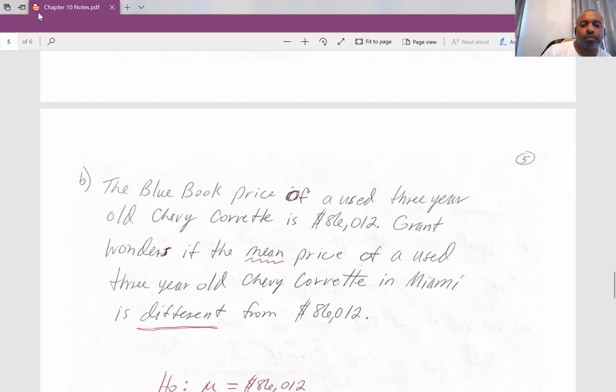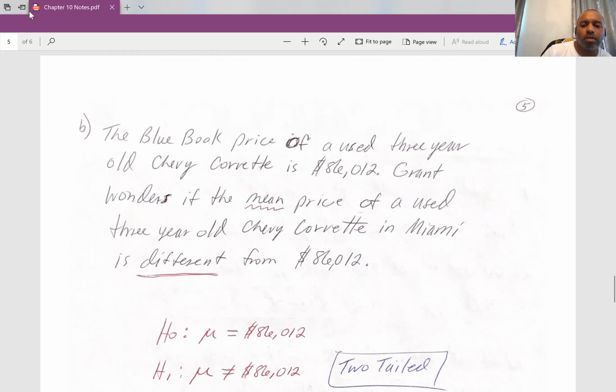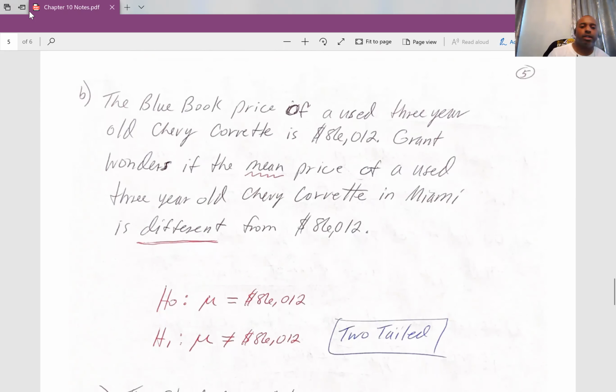All right, so setting this up once again, H naught and H1. This time the symbol I'm going to use is the mean, because this is about the mean price. Once again, this is equal, and we're using the number 86,012. Now here the keyword is different, so that's why we use not equal to.